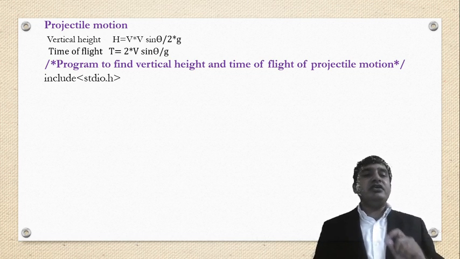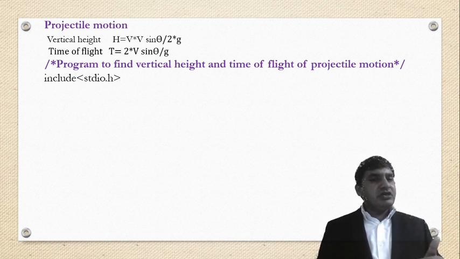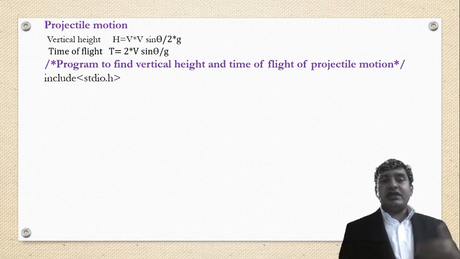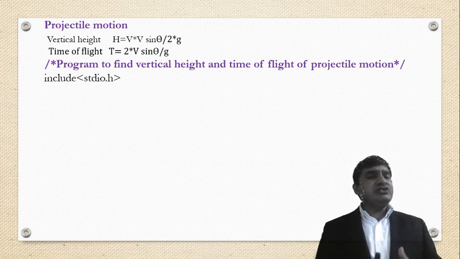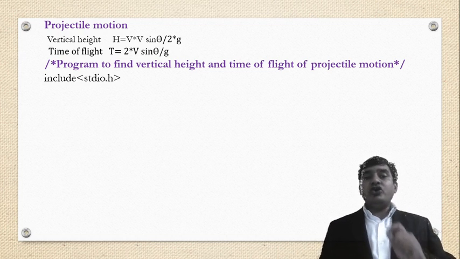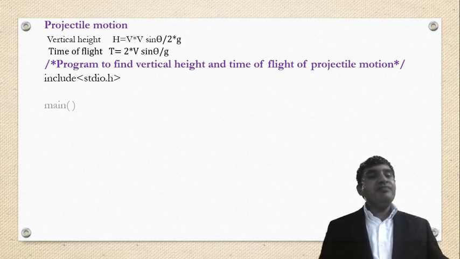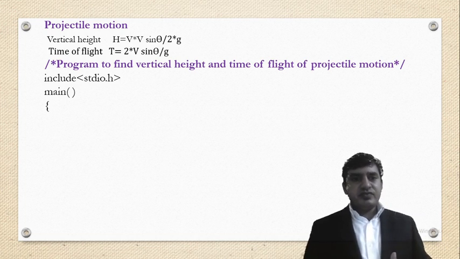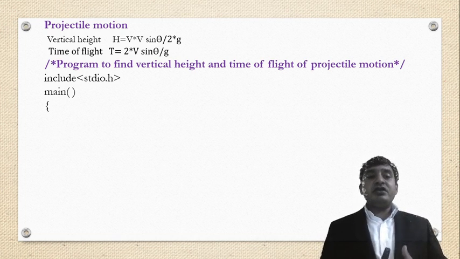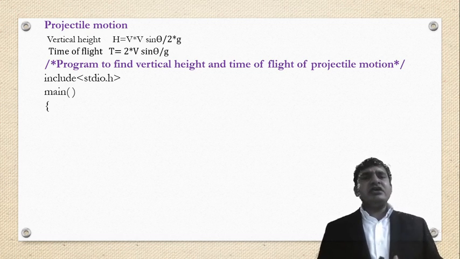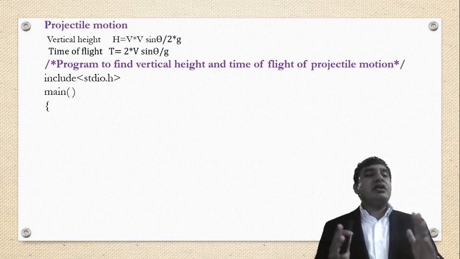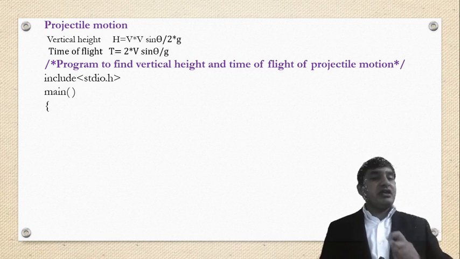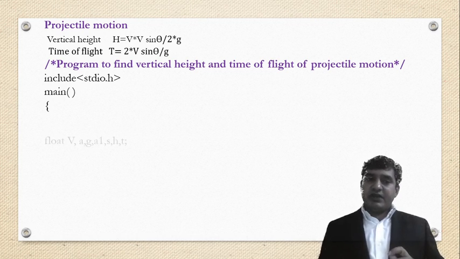stdio means standard input output. We use printf and scanf functions, and these are the standard input output functions, and therefore we use stdio.h, the header file. Next is the main function. Next is the opening curly bracket. We know that the body of a program is enclosed in a pair of curly brackets, that is the opening curly bracket and closing curly bracket.